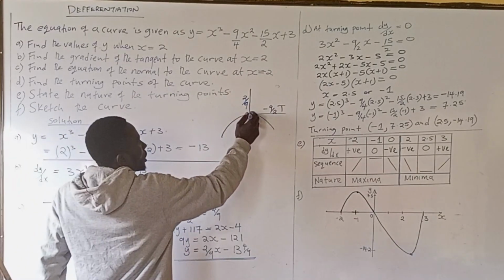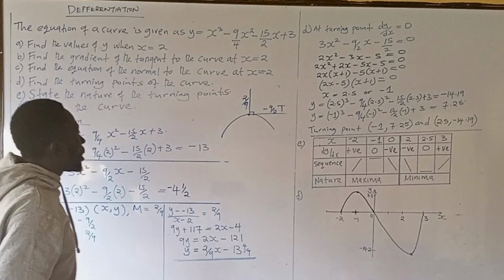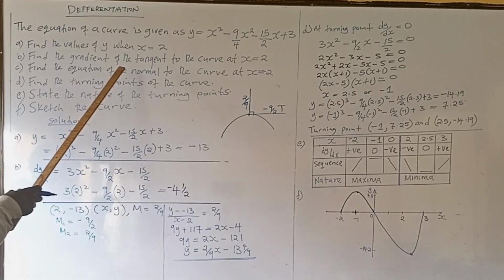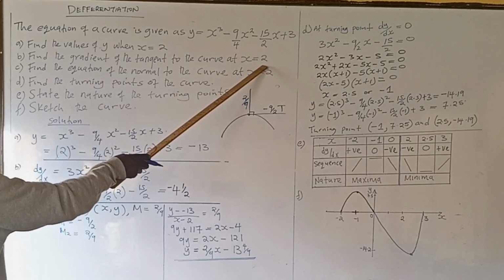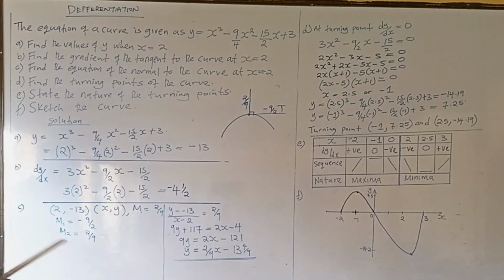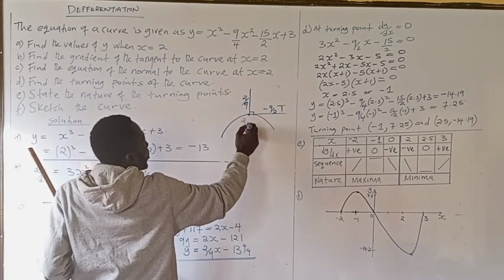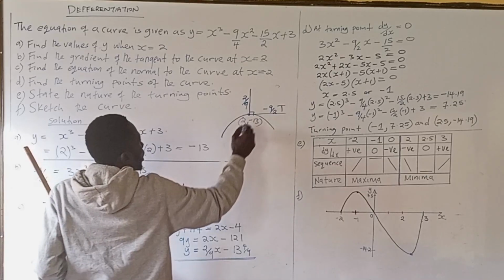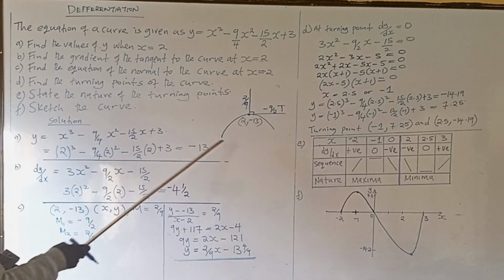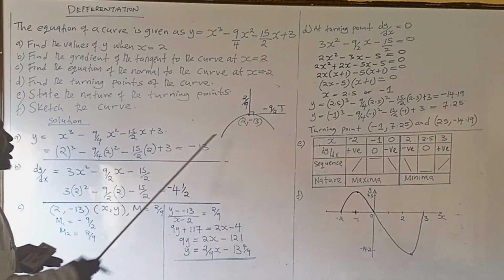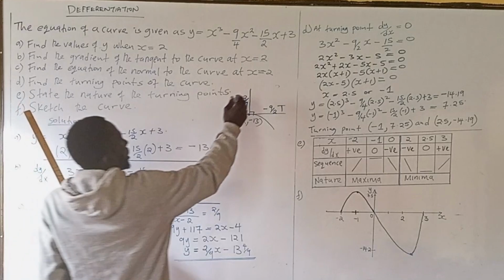So you need this point. How do you get that point? That point is already known. It was the turning point, when x is 2. So when x is 2, what is y? When x is 2, the value of y is negative 13. So we have a point, which is 2, negative 13, and we have a gradient. So we need the equation of this line.